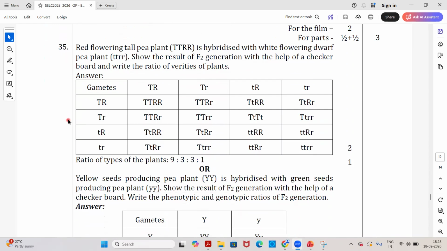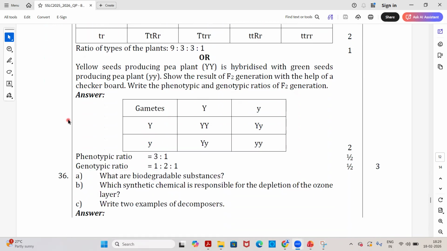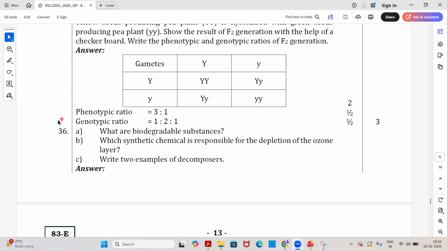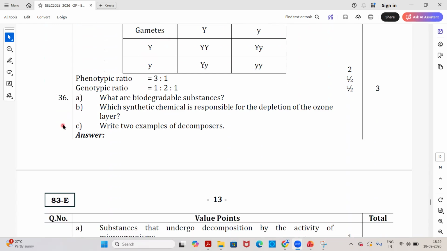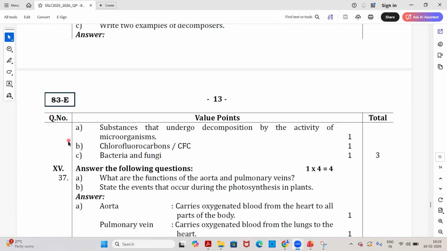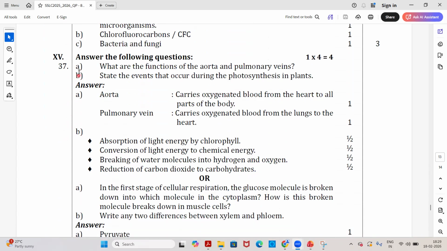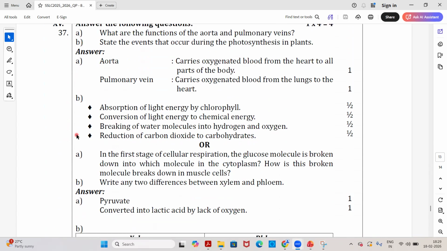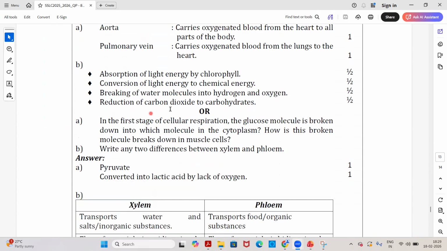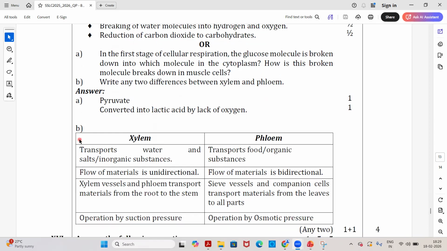Question 35. You have an optional question here for the 35th question. And then question 36, which has 3 sub-questions, A, B, and C. Then answers for it, A, B, C. Then question 37, question A and sub-question B. Answer for sub-question A and sub-question B is given over here. And you have an optional question against it. Again, question A, question B. Answer for it, A and B.